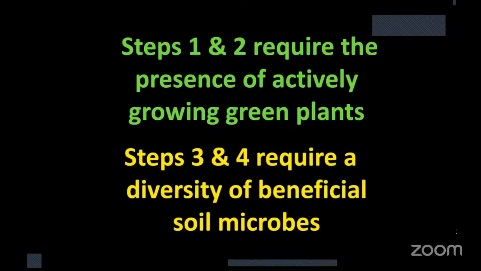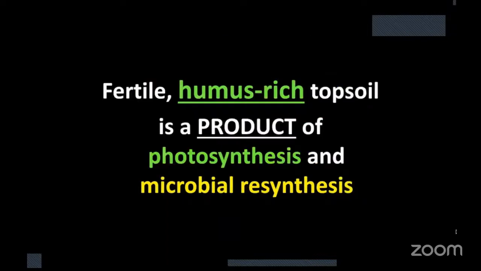So this fertile humus-rich topsoil that we would all like to have on our farms is a product. It's a product of photosynthesis and microbial resynthesis, and it's something that you can produce in a relatively small amount of time on your farms. Even though soils we know have been there for a long time, we can rebuild topsoil incredibly quickly, and I'll be talking about that after lunch.